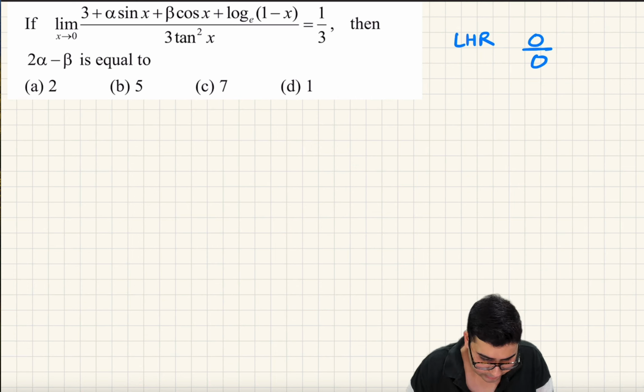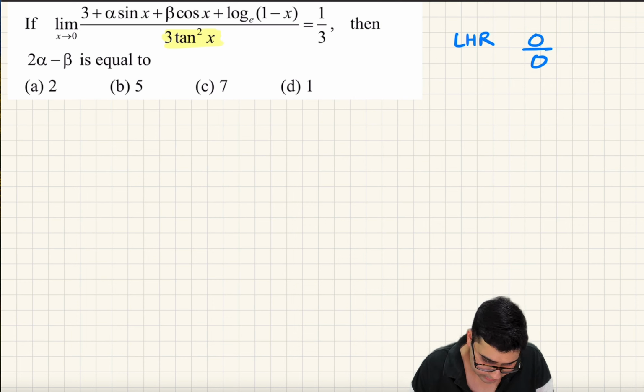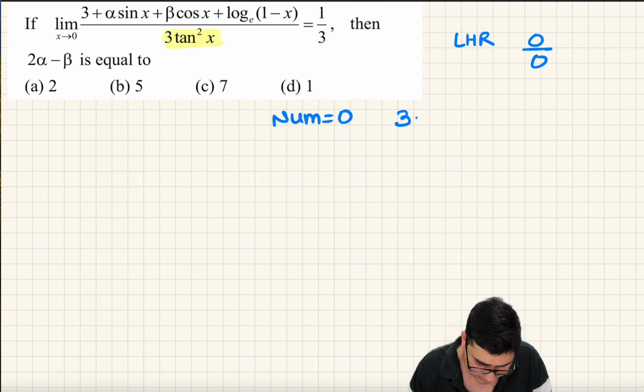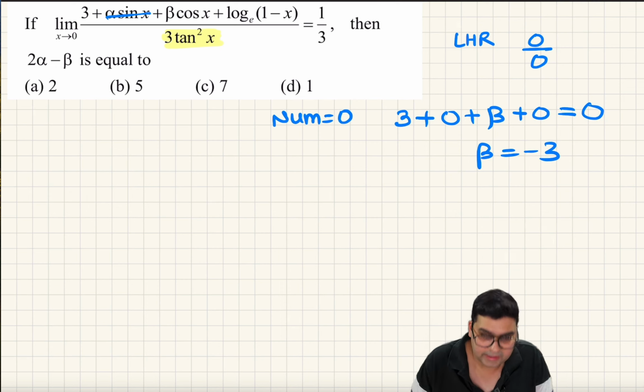So if I look across this problem, I know that in the denominator there is a tan square x term, which at x equals 0 becomes 0. So the numerator has to be 0. Let's just quickly check that. So numerator equals 0 and 3 plus alpha sine 0, that term is gone. So beta and plus log 1 is again gone. So beta comes out to be minus 3, and that is the quickest way of getting beta.